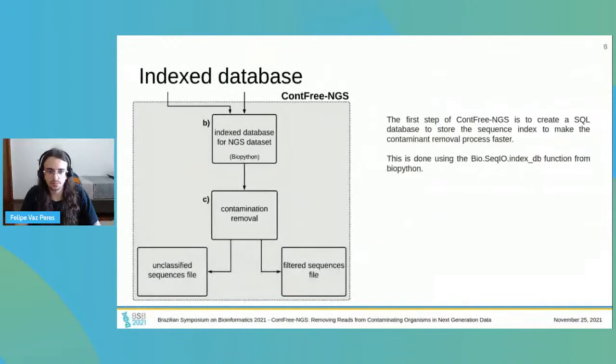So with the taxonomic classification file in hand, the first step of Control-NGS is to create a SQL database to store the sequence index to make the contaminant removal process faster. And this is done using the SeqIO.index_db function from BioPython. And Control-NGS was the first software that I developed. So in this step, I tested various ways to do this process faster.